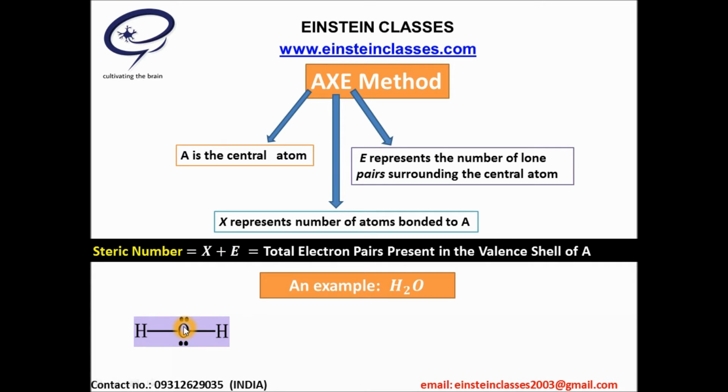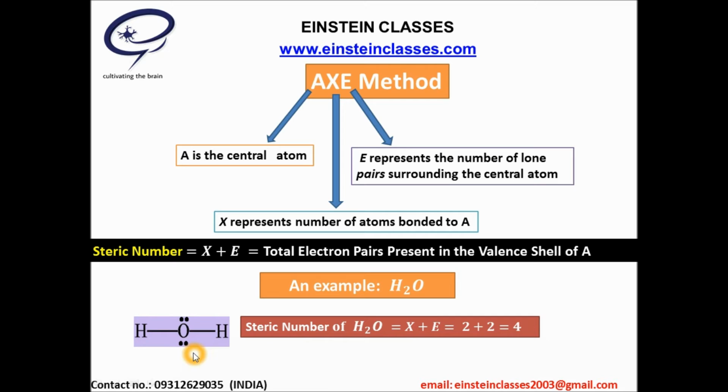To take an example of water, oxygen has 6 electrons in its valence shell. 2 electrons it has given to the 2 H atoms for sharing. Now it has 4 non-bonding electrons, meaning it has 2 lone pairs. So what is the steric number of water? In place of X, we place the 2 H atoms bonded to the oxygen, which we can see from this structure itself. And to find the lone pairs, we have drawn this Lewis dot structure, in which we can see that there are 2 lone pairs on the oxygen atom. Therefore the steric number for water is 4.